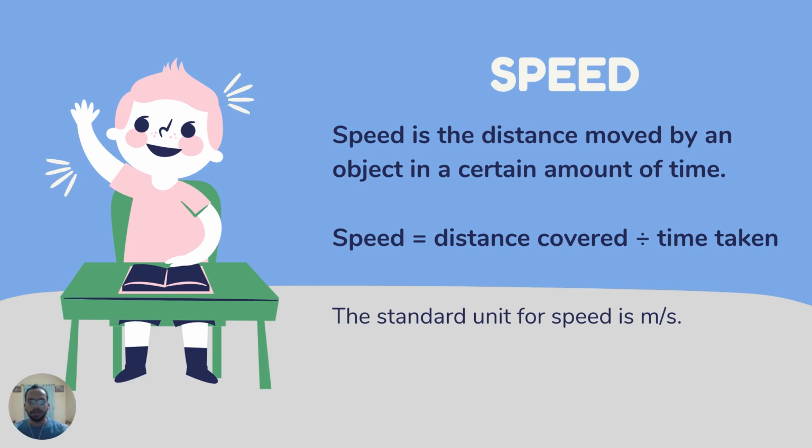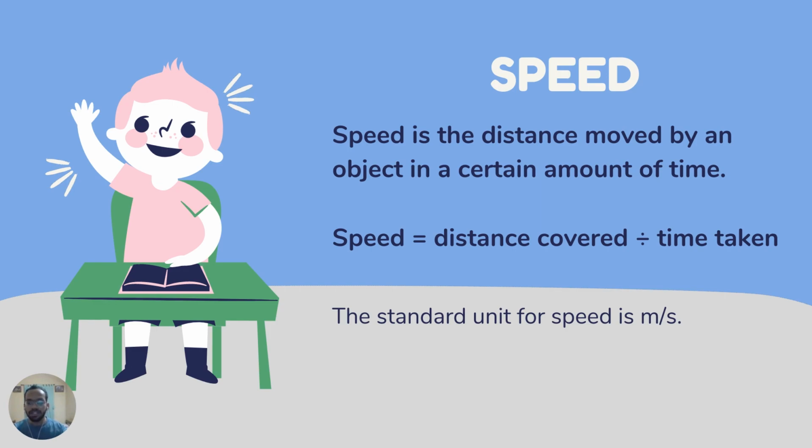Now, what is speed? Speed is basically the distance moved by an object in a certain amount of time. The formula for speed is distance covered divided by time taken. The standard unit for speed is meter per second. That is because the SI unit of distance is m or meter and the SI unit of time is second or s.